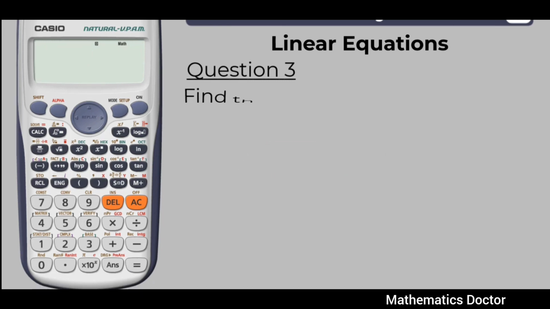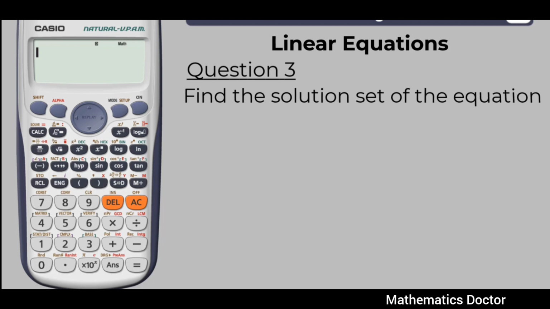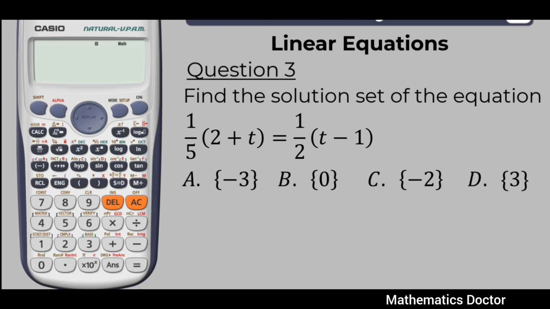The question reads, find the solution set of the equation 1 over 5 into bracket 2 plus t is equal to 1 over 2 into bracket t minus 1. Now the possible answers are A, -3, B, 0, C, -2, and D, 3. Now let us see how the calculator can give us a final answer to this linear equation question.